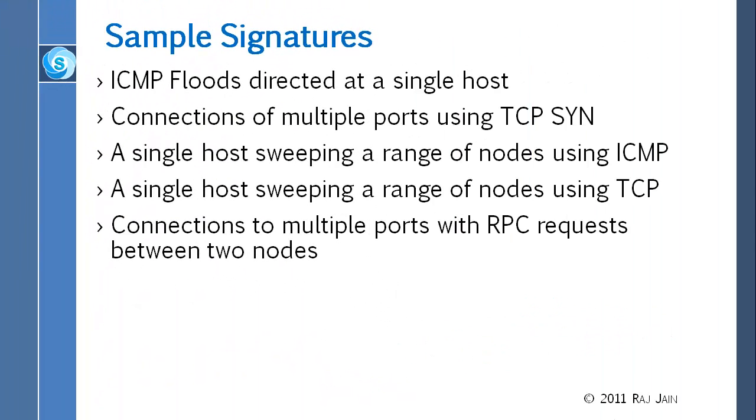So signatures. If you see a lot of ICMP requests at a single host, then somebody is trying to get to it. ICMP is like ping or trace or something like that, so those things generally don't happen. But if somebody is trying to do that, it might be against a single host. It could be that you are pinging everybody, so you are just trying to find out how many hosts there are. So those kinds of things you might detect.